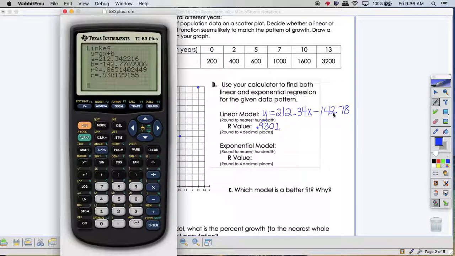Remember, this is the line that fits through the points. The R value tells us what about that? It tells us how well it fits through these points. So looking at that, I would say that that fits pretty well.